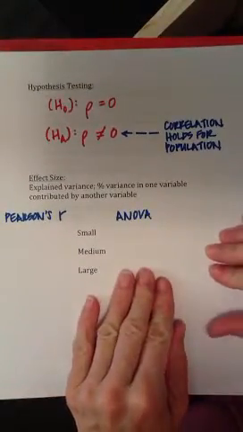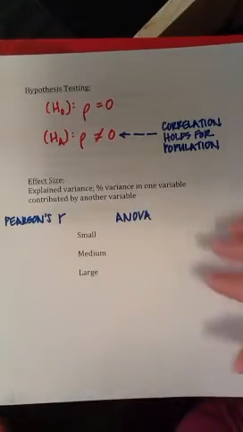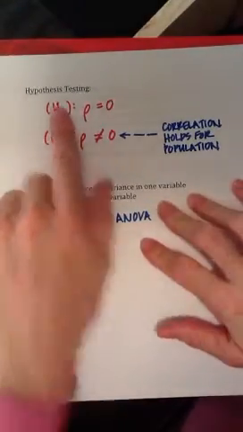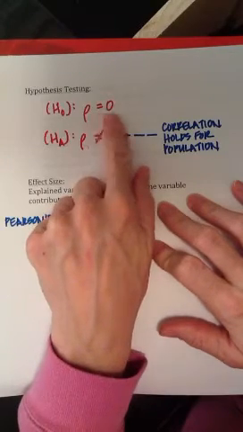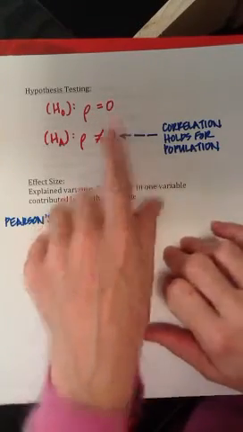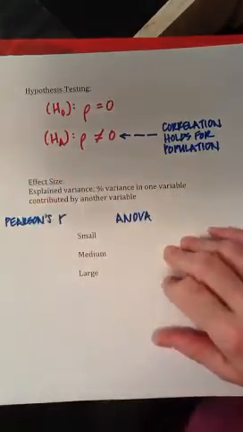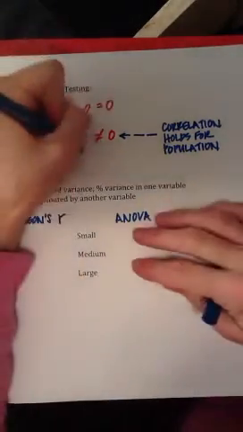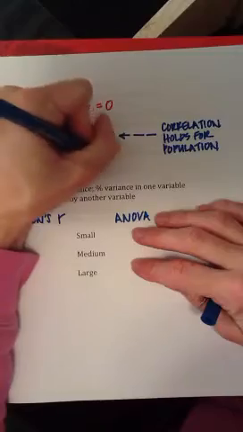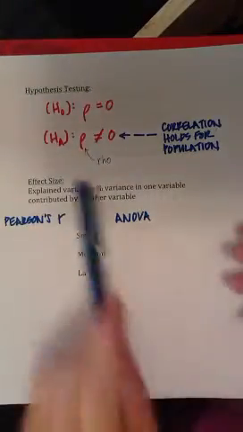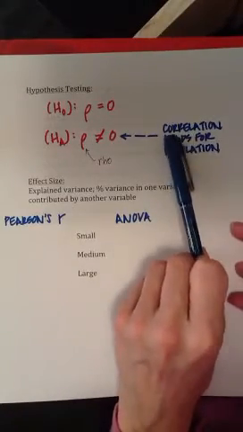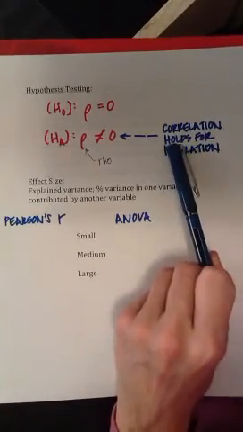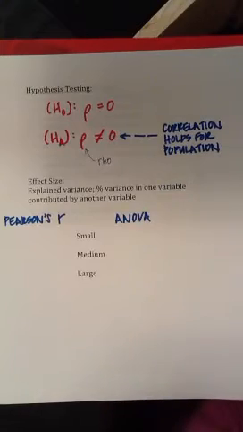Hypothesis testing in your Pearson's R looks like this. Your null hypothesis means that rho equals 0. In other words, there is no correlation. Your alternate hypothesis means that rho does not equal 0. So this symbol here is rho. And if you have data that supports the alternate hypothesis, what you're really saying is that your data suggests that the correlation you see in your sample holds true for the entire population.